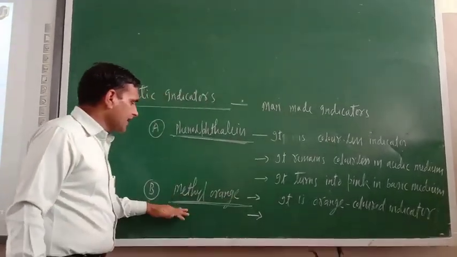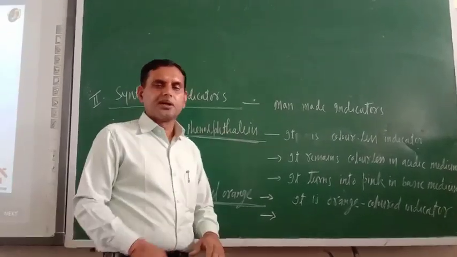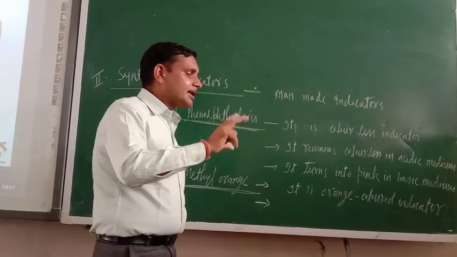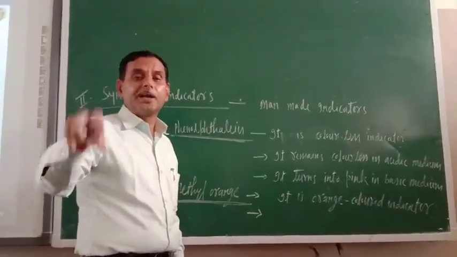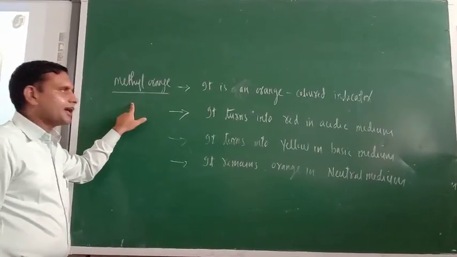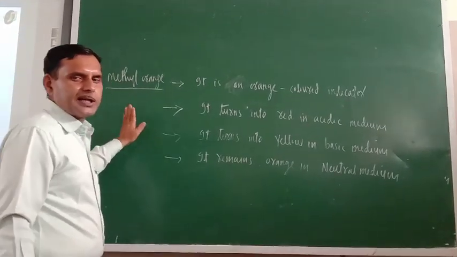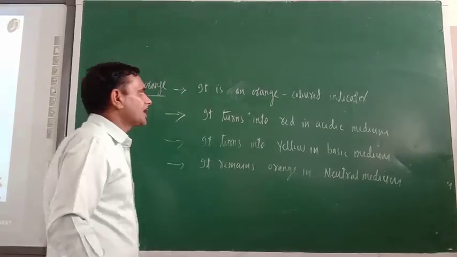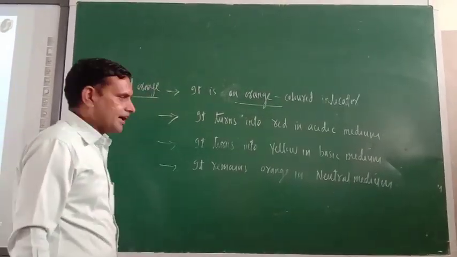The second category of synthetic indicator is methyl orange. As its name suggests, it is an orange color indicator. So the second synthetic indicator is methyl orange. It is also a synthetic indicator. Its original color is orange.